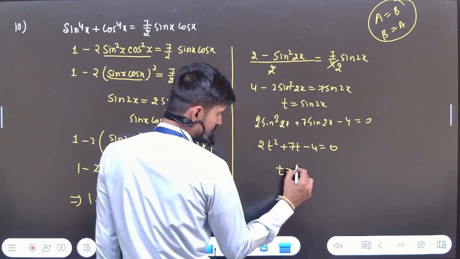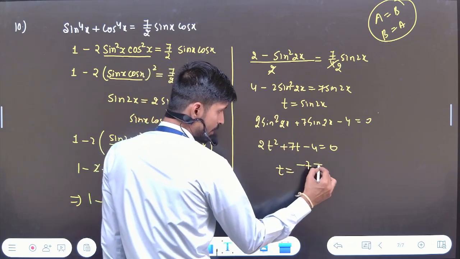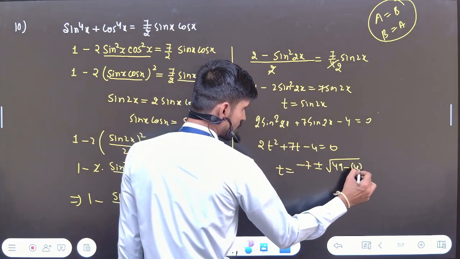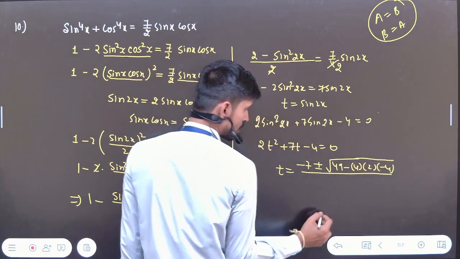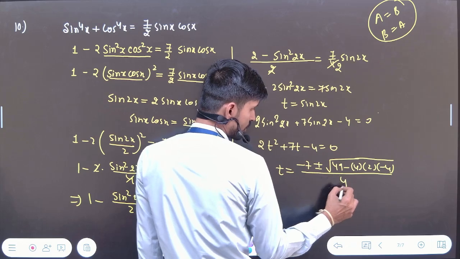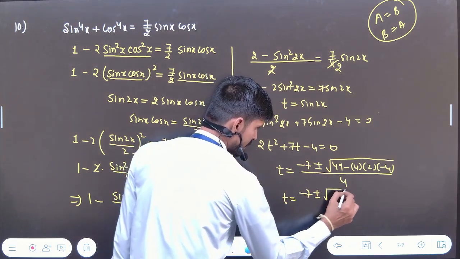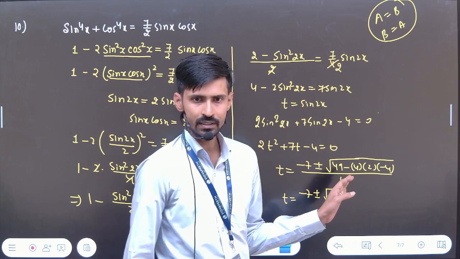I will find t. t is equal to minus b, b is 7, minus 7 plus or minus root under b^2, 49 minus 4 into 2 into minus 4, over 2a, 4. t will be equal to minus 7 plus or minus root under 32. How much will it be?